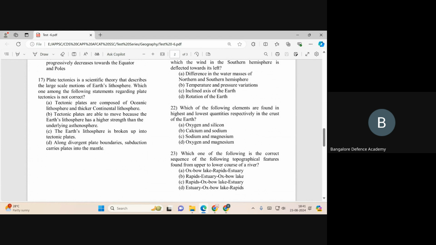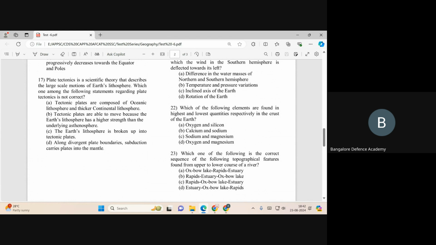How many of you think option A is what they are asking, which is wrong, not correct? How many think A is wrong? Okay, so no one is thinking that A is wrong, because tectonic plates are made up of oceanic lithosphere and continental lithosphere. That is true. Tectonic plates are able to move because Earth's lithosphere has higher strength than the underlying asthenosphere. Yes or no? Because that's why it's remaining on the top, made up of rocks and everything. Asthenosphere is what? Quantum material. So option B is also correct.